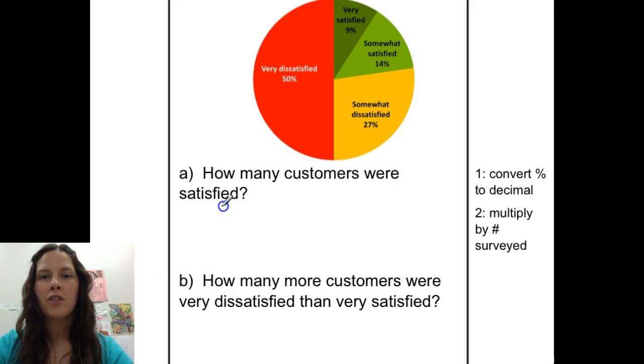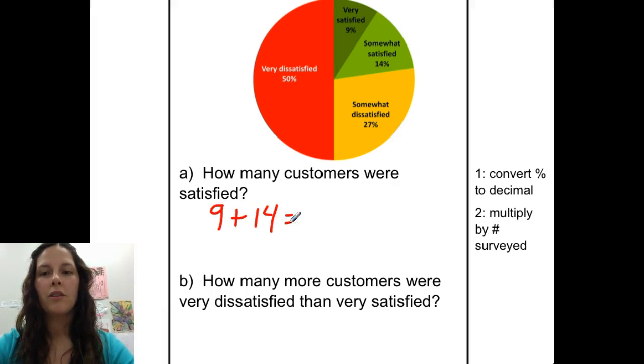When you look at the pie chart, we have different sections. The red section is for very dissatisfied. The yellow section is somewhat dissatisfied. The light green section is somewhat satisfied, and the dark green section is very satisfied. So what we need to do is combine the very satisfied with the somewhat satisfied to get the total number of customers that were satisfied in some way with this product.